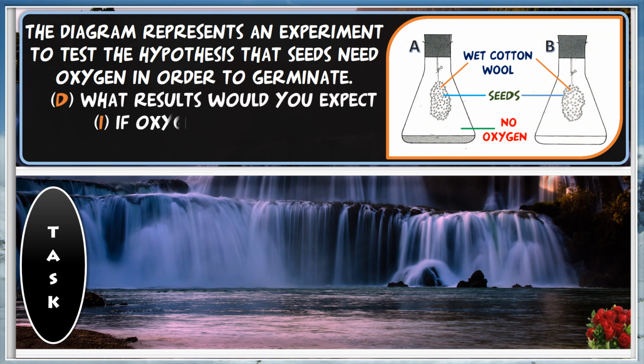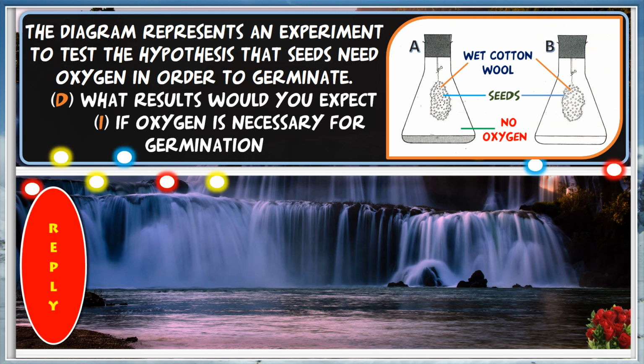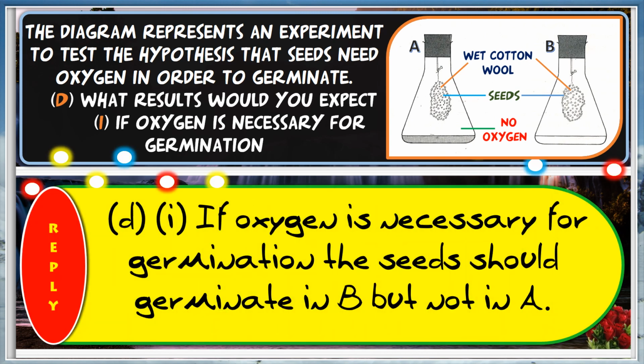Part D. What results would you expect? Roman number one, if oxygen is necessary for germination. Part D, Roman number 1, if oxygen is necessary for germination, the seeds should germinate in B but not in A.